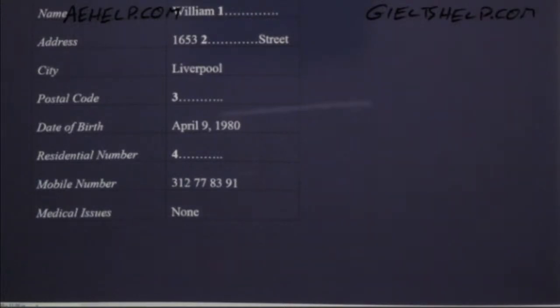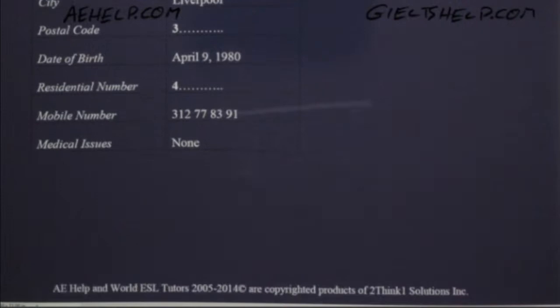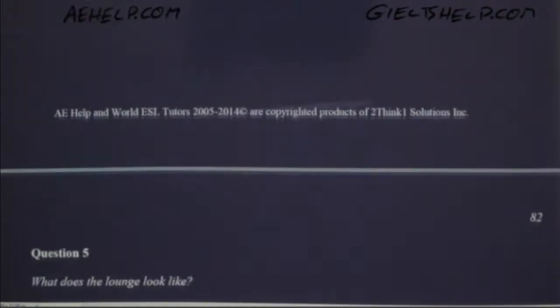April 9th, 1980. And your telephone numbers, starting with your home number. I don't have a home number, just a mobile number. It is 312 778391. Fine then. Now, do you have any medical issues we should know about, such as asthma? I have no medical concerns. I'm in perfect health as far as I know.